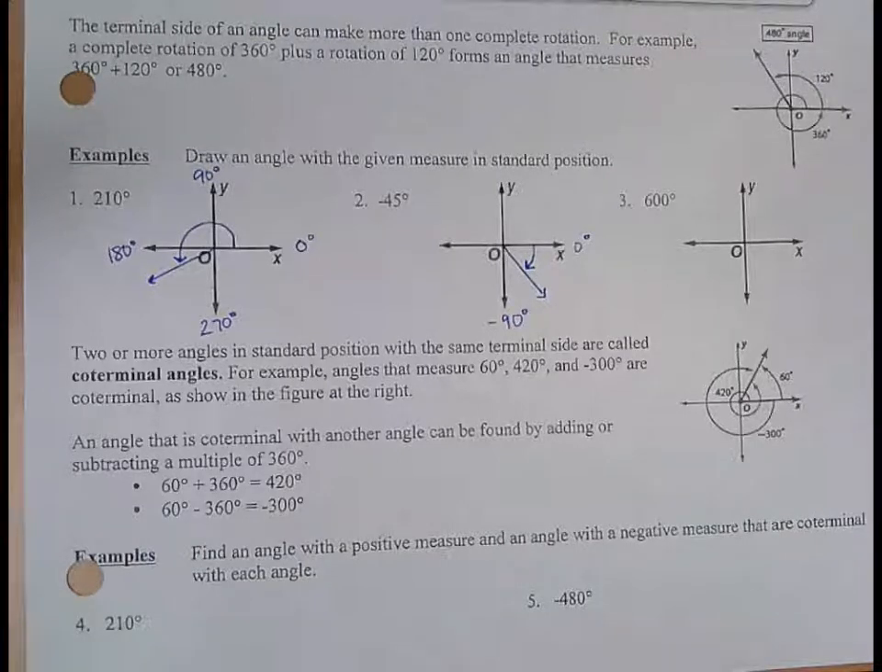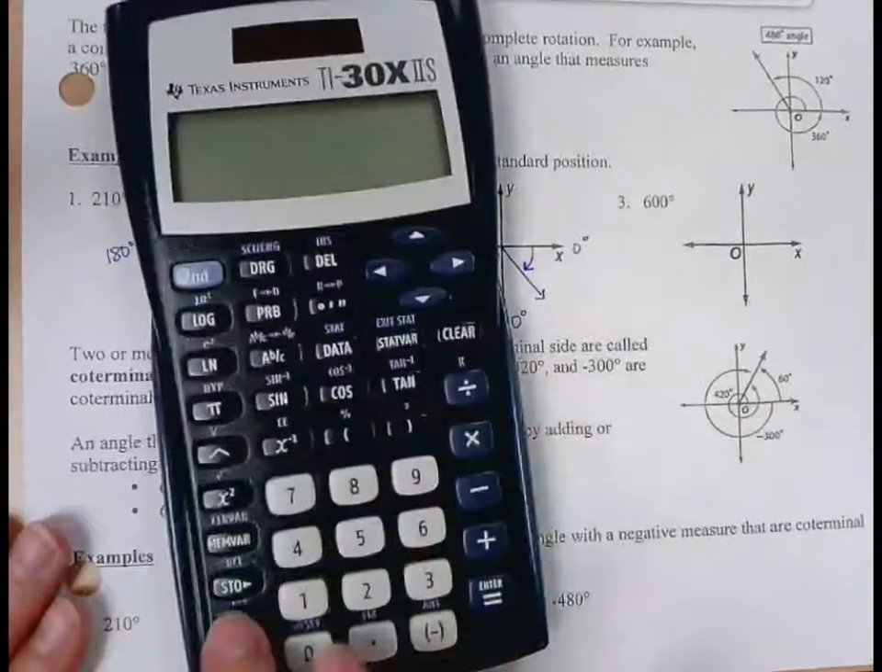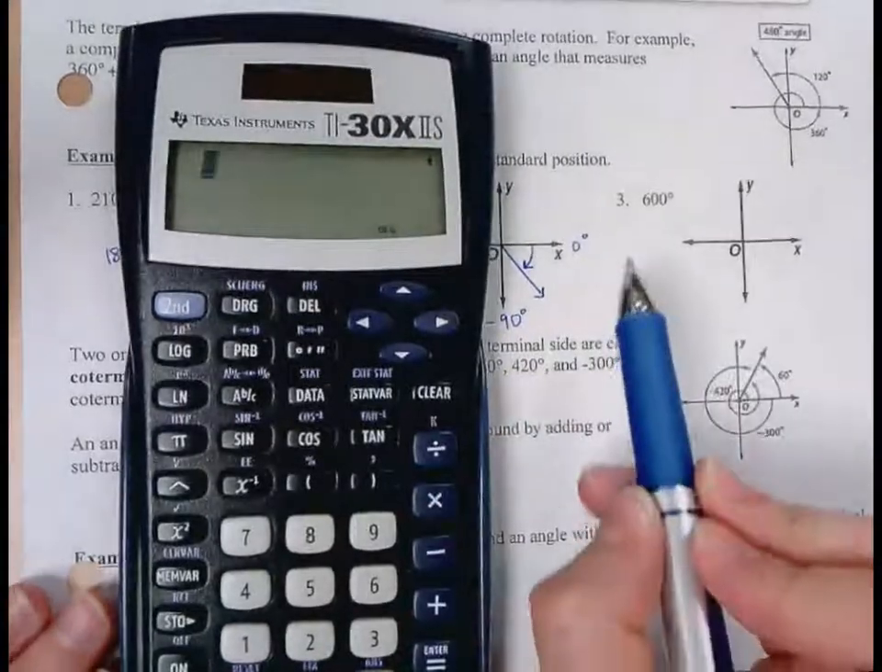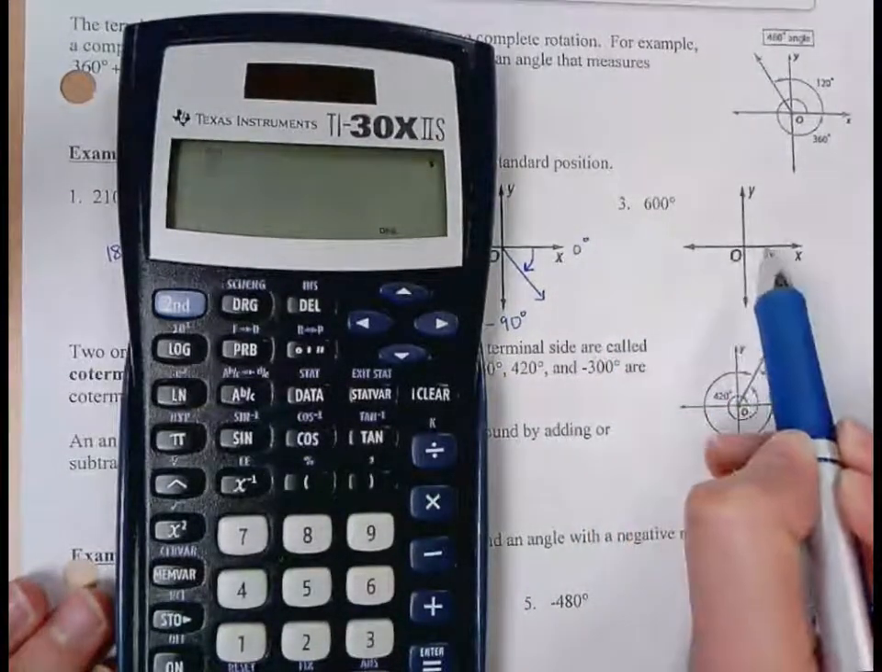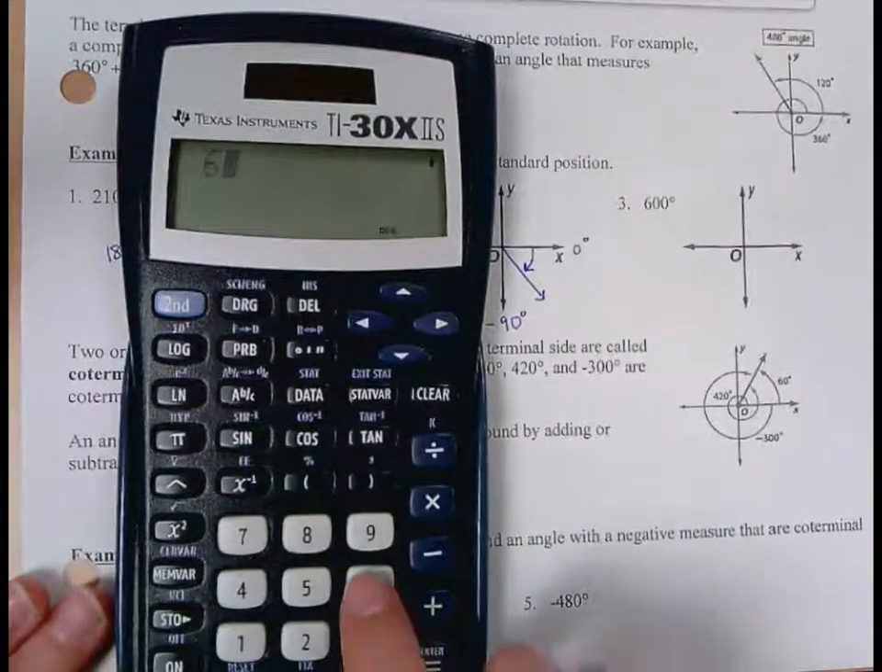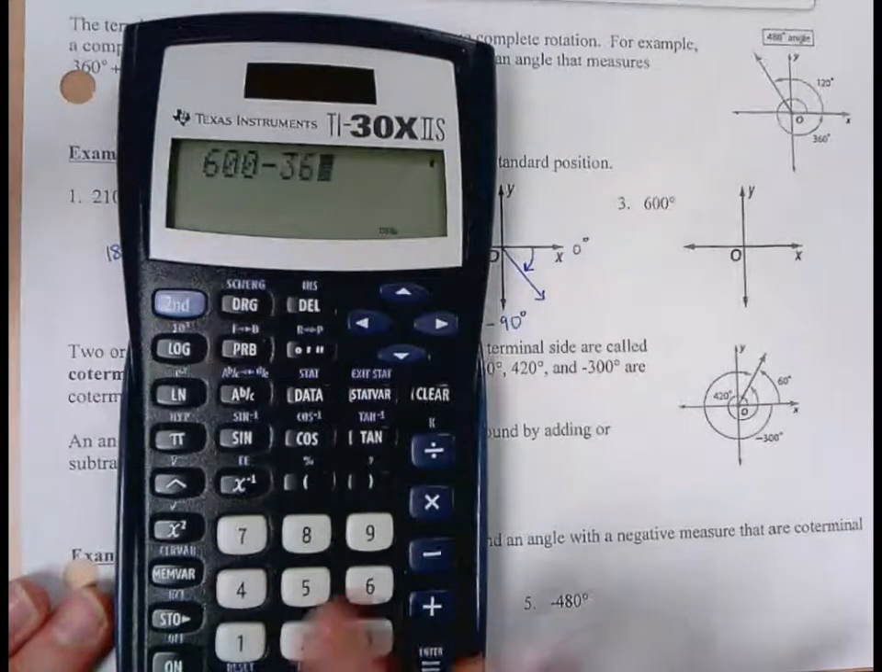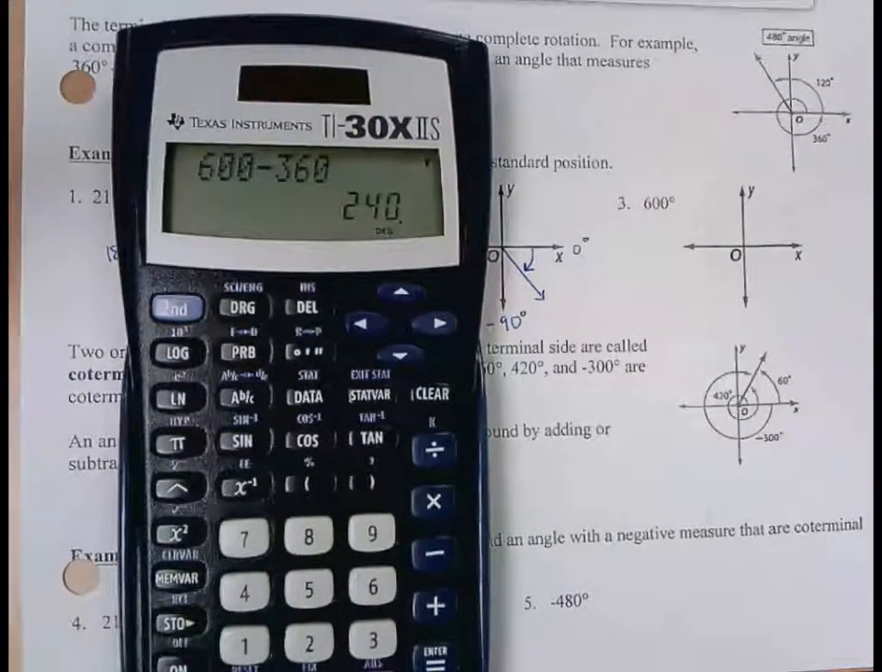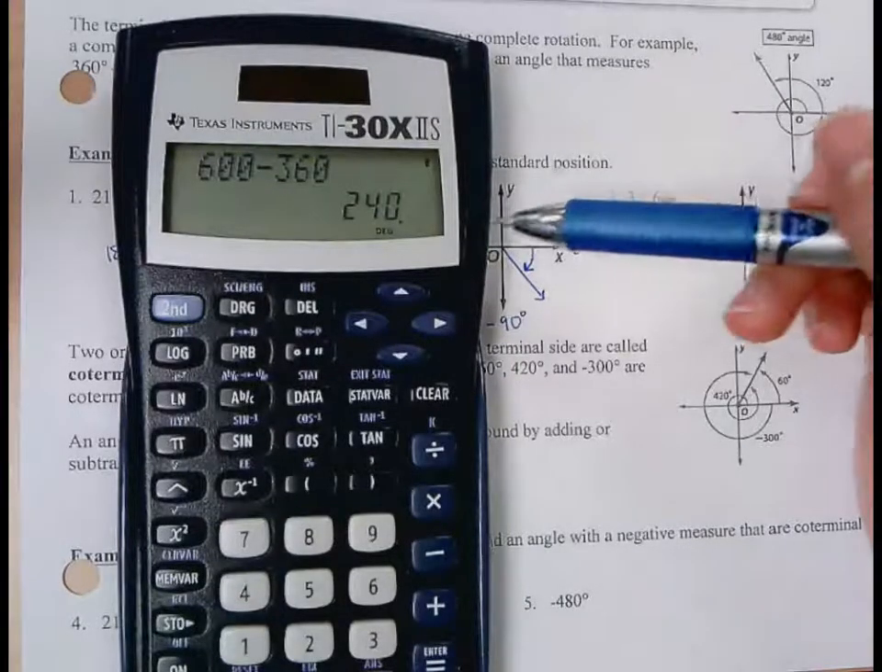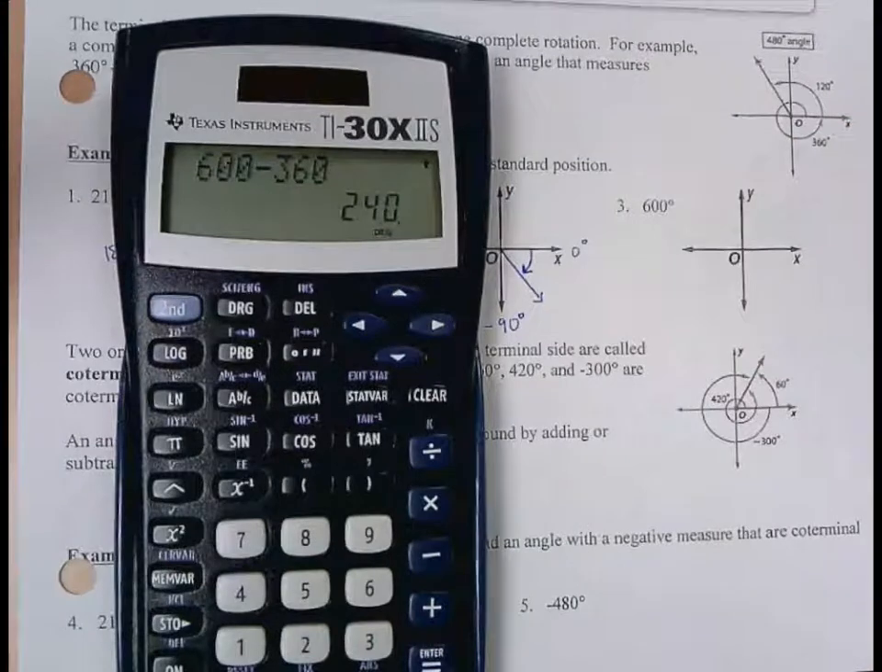Example 3 is an angle of 600. So since this is greater than 360, we're going to be making more than one rotation. It is positive. So I need to figure out how many rotations this is. So what I can do is, I know if I go around once, that's 360 degrees. So I'm going to take 600 and subtract 360. And so that means I have to go around one time, plus I have to go an additional 240 degrees.